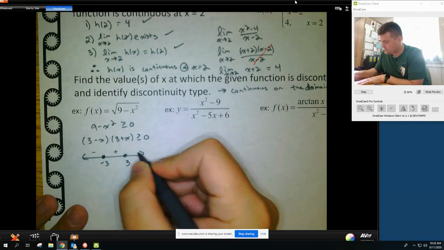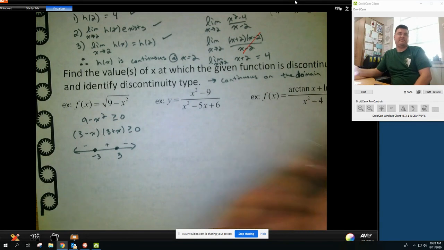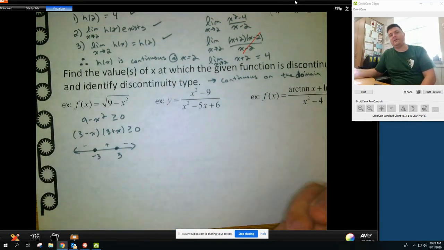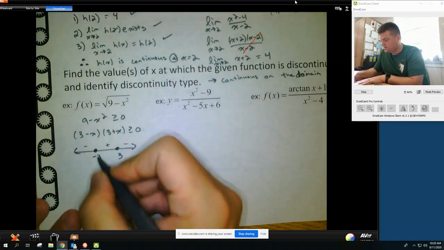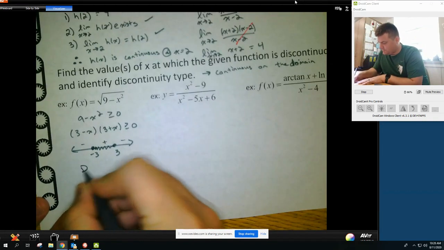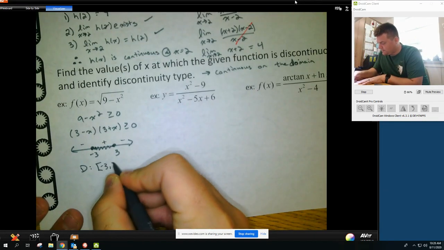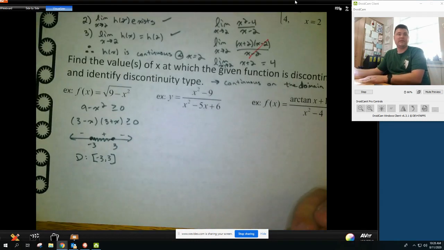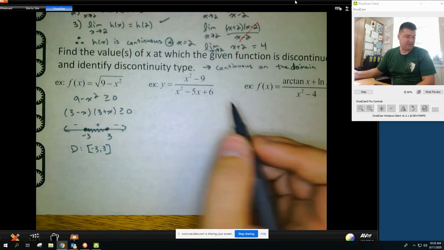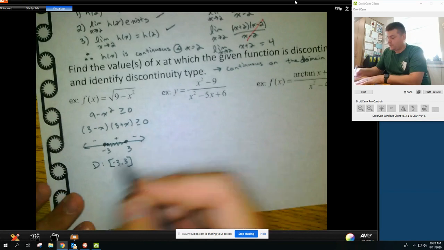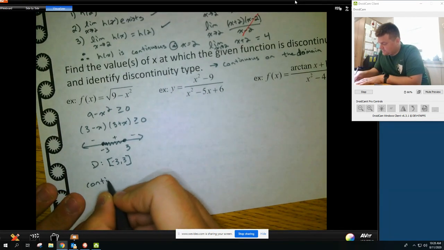It's negative left of negative 3, it's negative right of 3, it's positive in between. So my domain is right here. So the domain is from negative 3 to 3. So is it continuous inside that domain? There's nothing else weird going on, so yes, this is continuous.